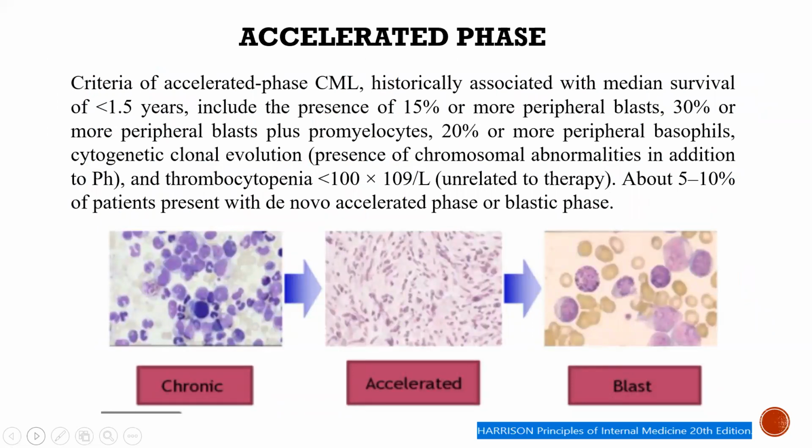So the criteria of the accelerated phase historically associated with median survival include the presence of 15% or more blasts in the peripheral blood count, 30% or more peripheral blasts plus promyelocytes, and 20% or more peripheral basophils. Cytogenetic clonal evolution, the presence of chromosomal abnormalities in addition to the Philadelphia chromosome, and thrombocytopenia of less than 100 per liter unrelated to therapy. About 5 to 10% present with no accelerated phase or blast phase.